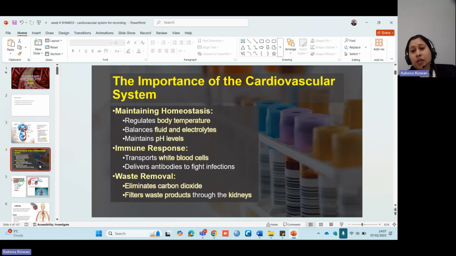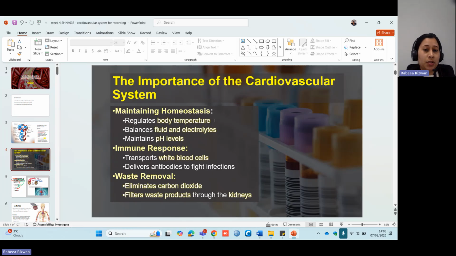Why are you studying this cardiovascular system? Because it plays a very important role in our body. So what is it doing? Besides the circulation, what is its further role? It's maintaining the homeostasis of our body. But what do we mean by homeostasis? It means balancing. So how is it balancing the different things in our body? Number one is the regulation of body temperature, then balancing the fluid, electrolytes and pH balance in our body.